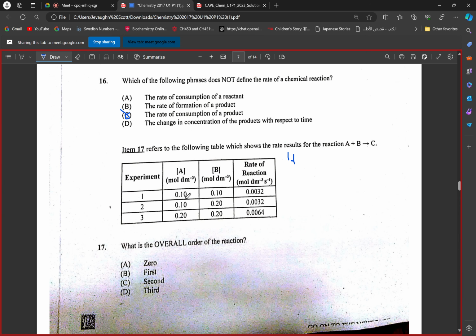Right, because we're seeing that when A is kept constant and B changes, the rate is kept constant. So what is that? Is that first, second, third? What is it? Is it zero? What is zero order?